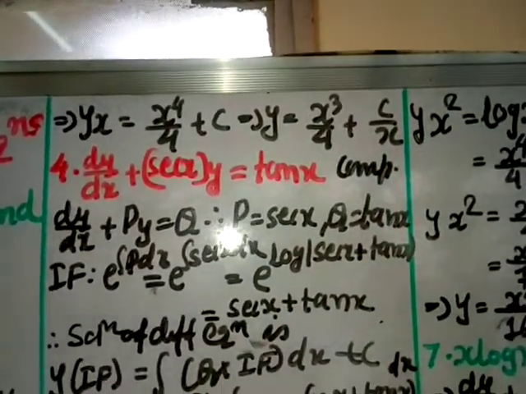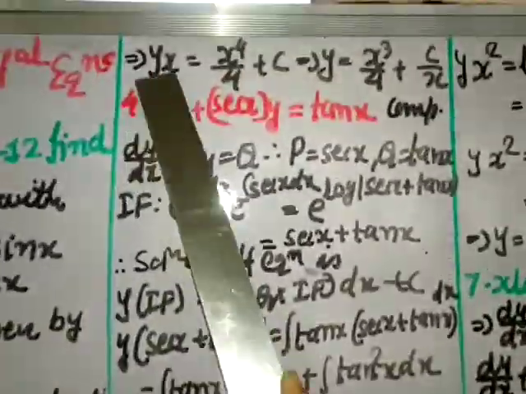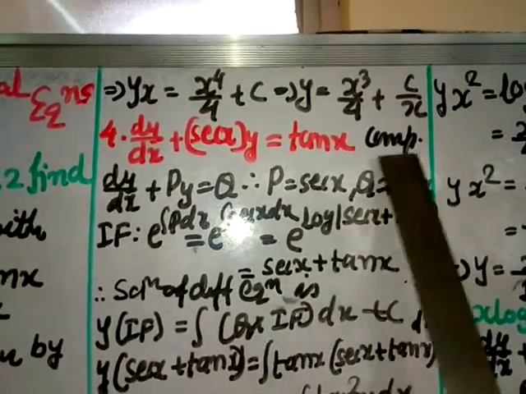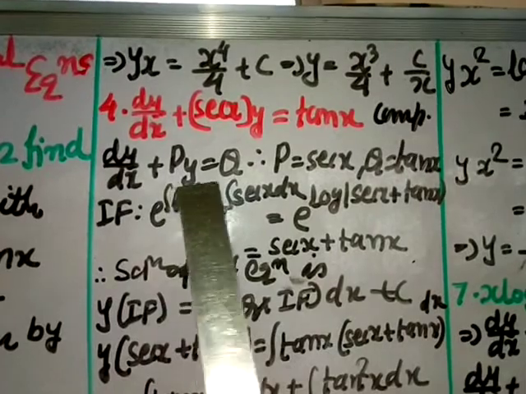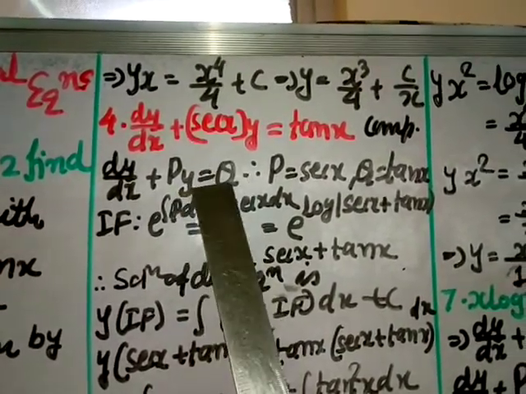So that is a solution for the given differential equation. Question number 4: dy/dx + (sec x) y = tan x. Comparing with dy/dx + P y = Q, here P = sec x and Q = tan x.